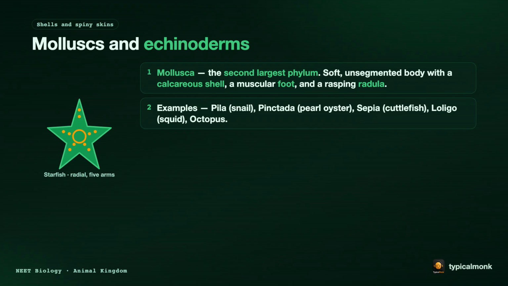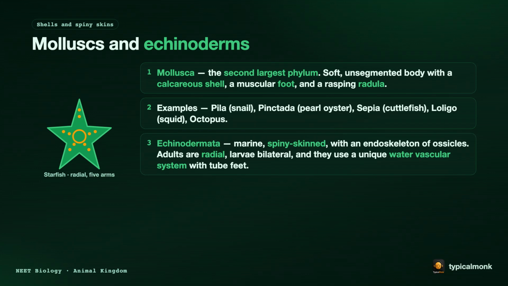Now the shelled ones and the spiny-skinned ones. Mollusca, the second largest phylum. A soft, unsegmented body, a calcareous shell on top, a muscular foot, and a rasping radula. Examples are Pila the snail, Pinctada the pearl oyster, Sepia the cuttlefish, Loligo the squid, and octopus.